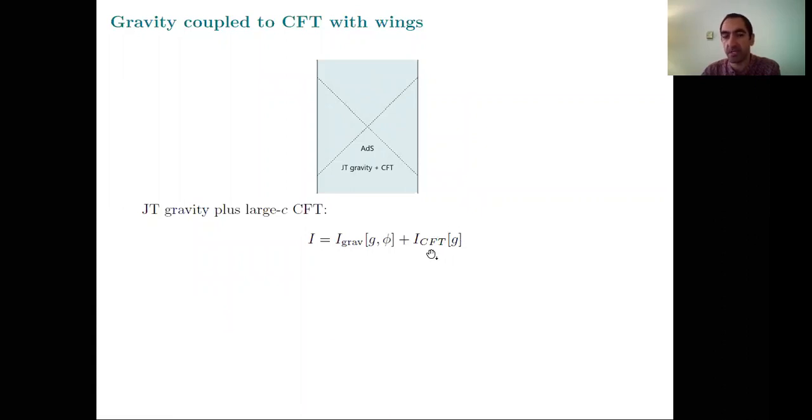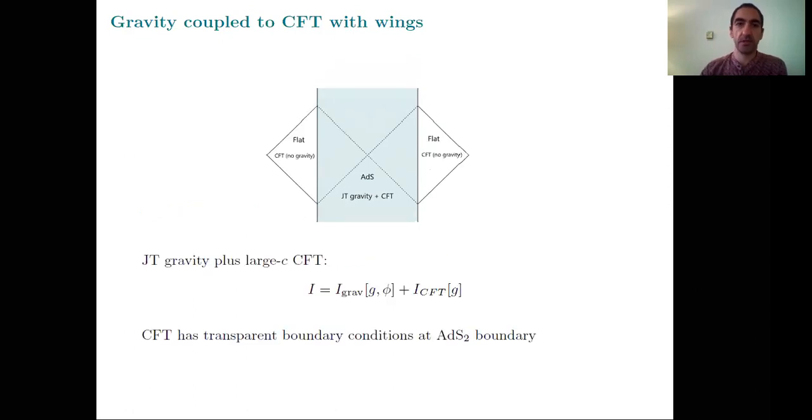It's important that the CFT is only coupled to the metric, not the dilaton, which is a piece in the gravitational action. The dilaton is there to make the gravitational action non-trivial. So the theory looked something like this. And an important step was that the title slide is gravity coupled to CFT with wings. There are these bath regions, these flat space regions that are appended to the AdS2 diagram, where you have the same large c CFT, but you don't have gravity.